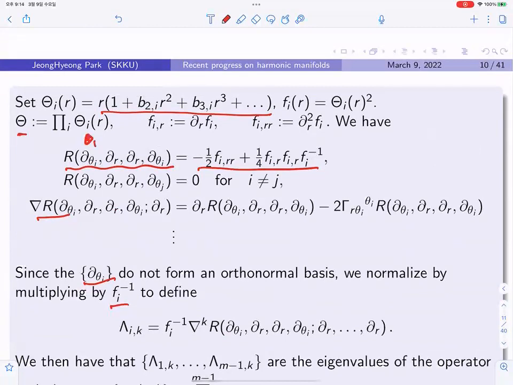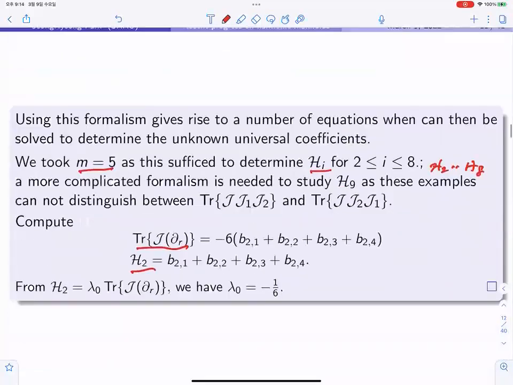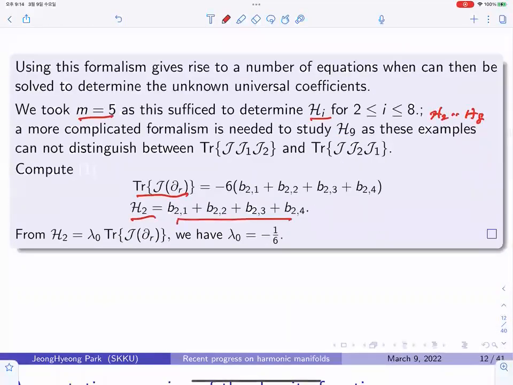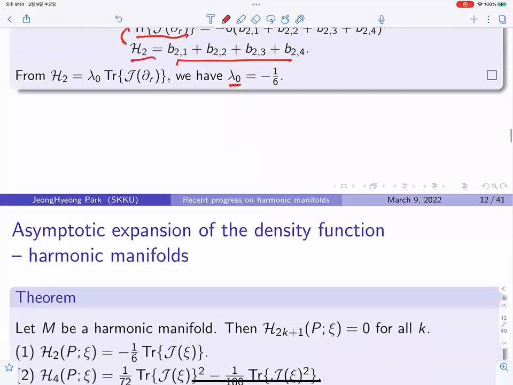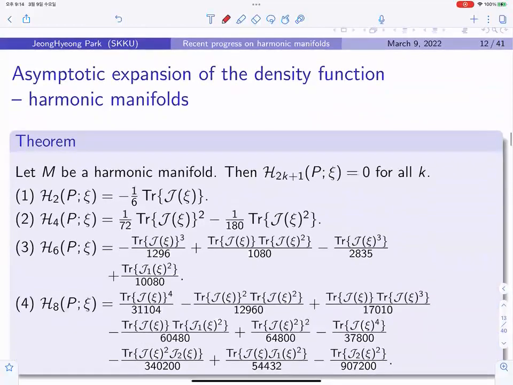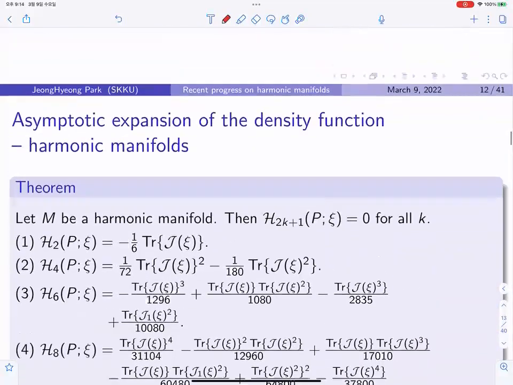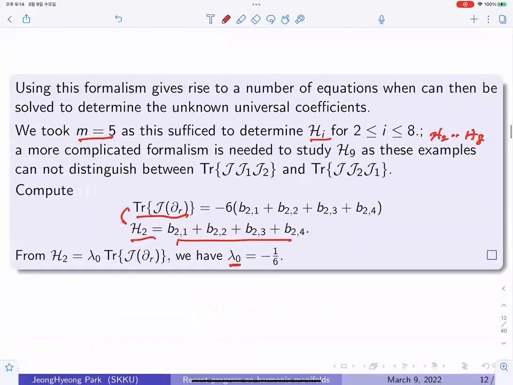This is theta 1, theta 2, theta 3, theta 4. Then we compute using this. Then we have this relation. Comparing these two, the lambda 0 has to be minus 1 over 6. Similarly, you get all the coefficients that you obtained.